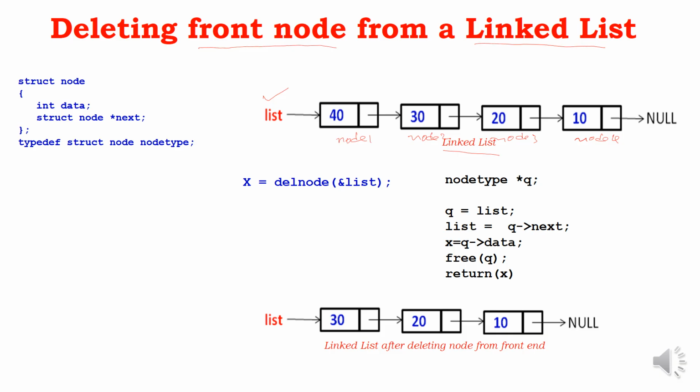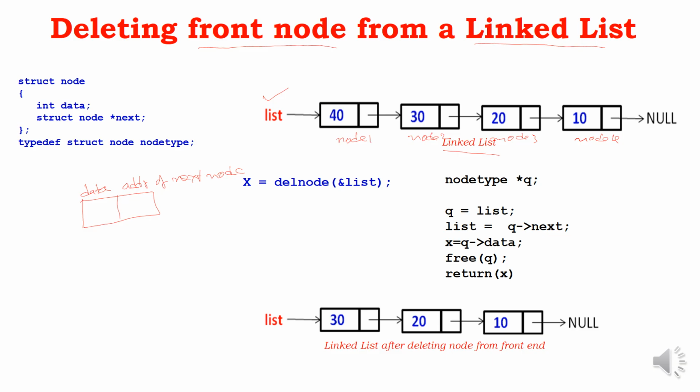Every node contains two parts. The first part is data, the second part is address. So every node contains two members. The first member is data, the second member is the address of the next node. The first node's data is 40, the second node's data is 30, the third node's data is 20, the fourth node's data is 10.